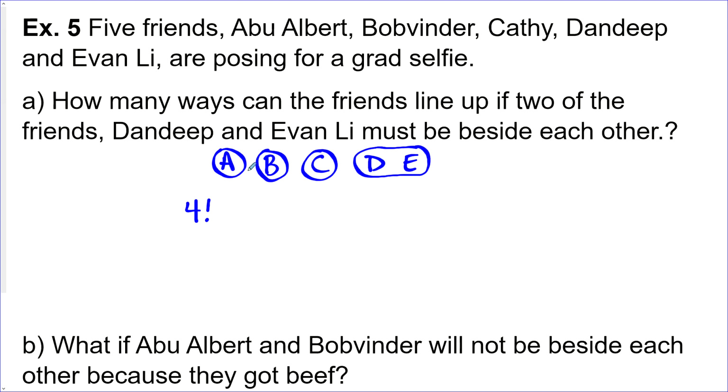Now, for every arrangement we can make with these 4 overall items, Dandeep and Evan Li can switch places. So how many ways to rearrange these 2 guys? Well, that would be 2 factorial, or just 2. So we got 4 factorial times 2 factorial, and that's 48 ways for these friends to line up.